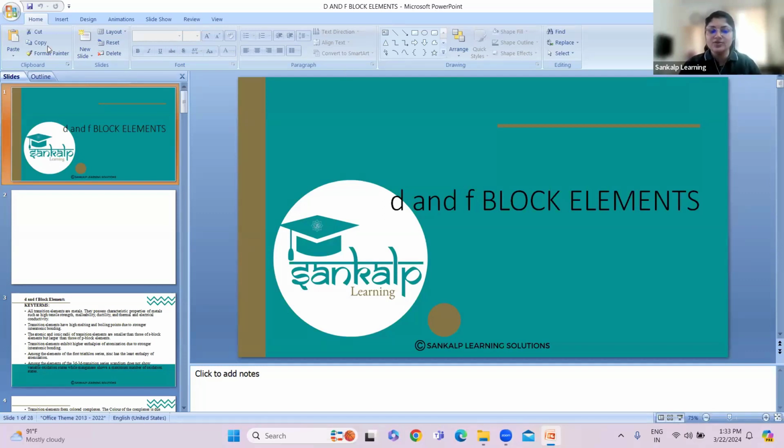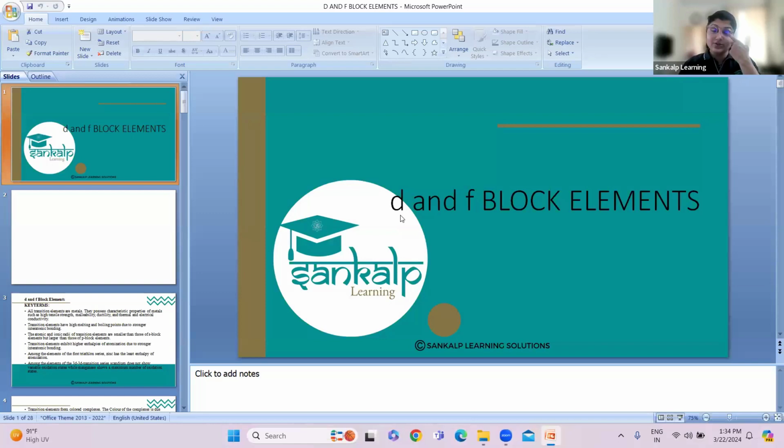The elements which are partially filled into the D subshell, in their atomic or ionic state, are termed as D block elements. What is the general electronic configuration of these D block elements? The general electronic configuration is (n-1)d 1 to 10 ns 1 to 2. So electrons are getting filled into the penultimate shell.